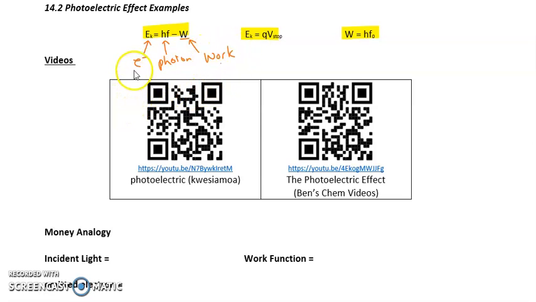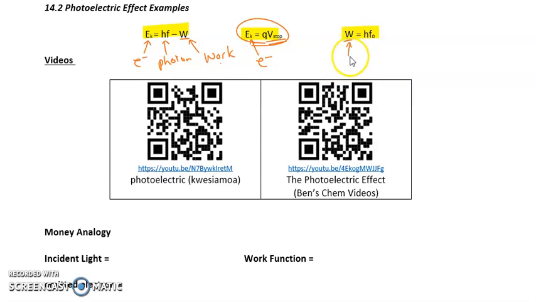Now, the amount of energy that the electron has coming off the surface is equal to the amount of energy that we've got coming in minus the amount of phi that the surface is giving, called the work function. Now, if we want to find out how much energy that electron actually has, we measure it by stopping that electron by providing a potential difference against the motion of the electron. And that's what this formula is asking us for.